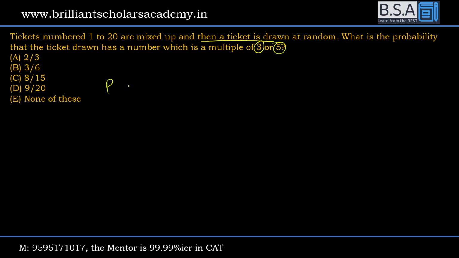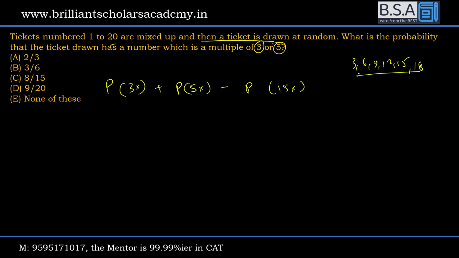कैसे करना पड़ेगा? Multiple of 3 का probability, multiple of 5 का probability minus multiple of both. दोनों का multiple क्या होगा? 15. तो up to 20 क्या multiples हैं 3 के? 3, 6, 9, 12, 15, 18, ये up to 20 multiples हैं 3 के. 1 2 3 4 5 6, 6 out of 20. 5 के multiples क्या हैं? 5, 10, 15 and 20. तो ऐसे 4 multiples हैं 5 के जो हमारे favorable हैं. अब ऐसा कौन सा multiple है which is both?